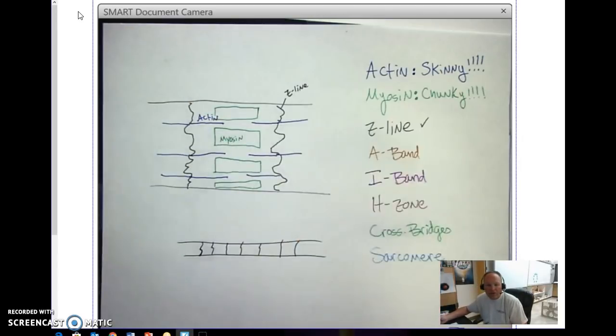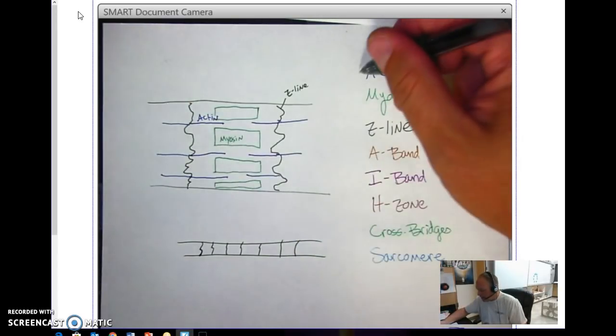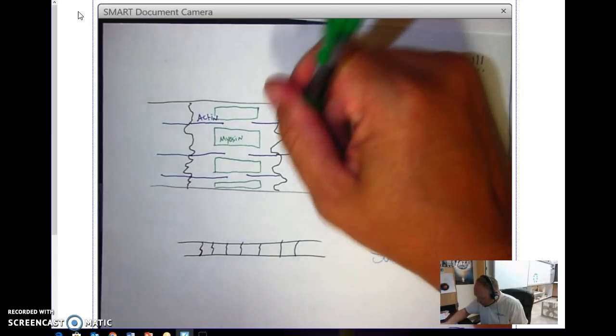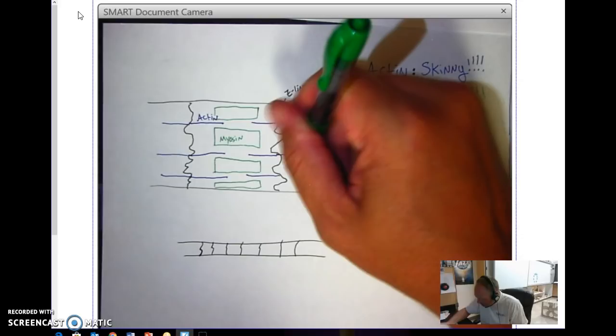Okay, those are all my myosin. So far we've got my actin, my myosin, and my Z-line. So I got my first three. Now let's talk about the band of appearance. Now, this is a conceptual game. If you guys are good at puzzles, this will make sense, okay? If you're not, then this is going to struggle.